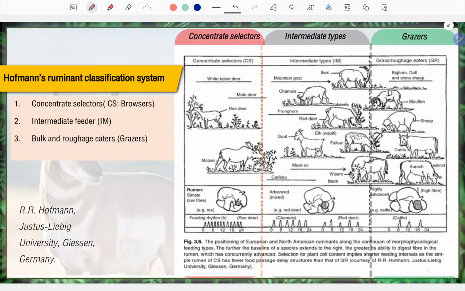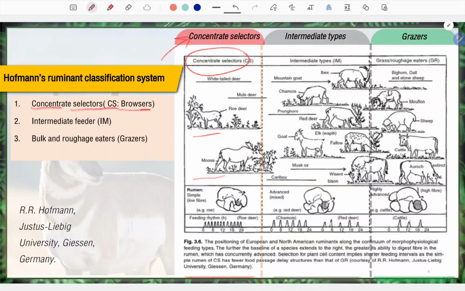The Hofmann classification system of the ruminant classifies them into three categories. The first one is browser, or what we also call concentrate selector. This is the concentrate selector type, so you can look at what kind of animals are in this group.